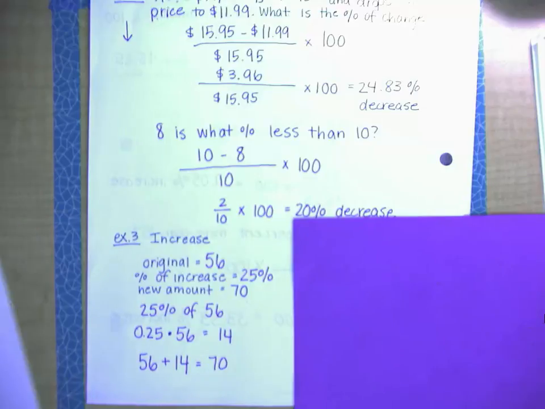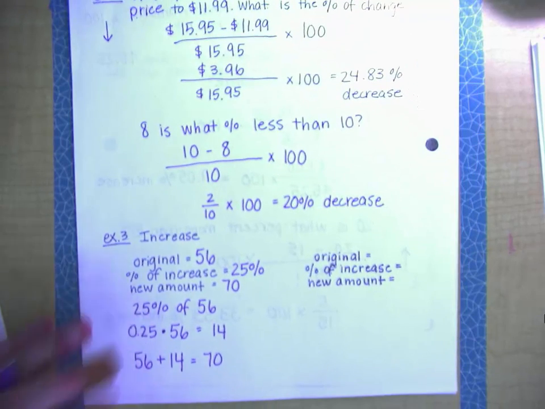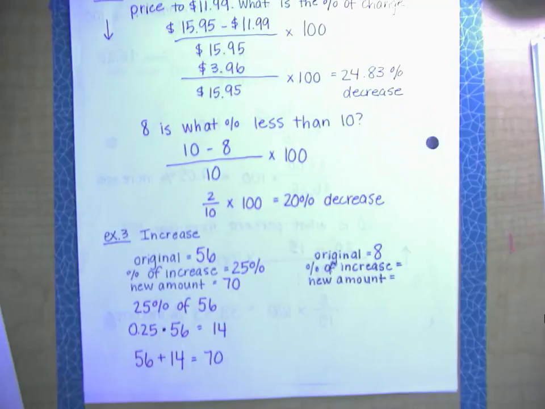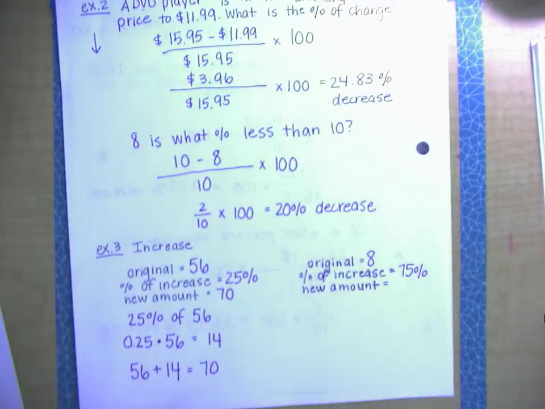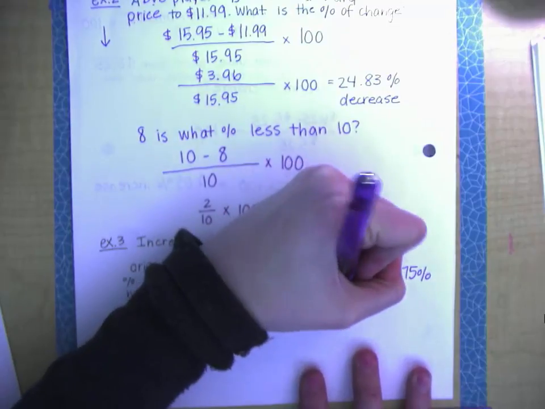All right, let's try another one. Let's say that you start with 8, and we're going to increase by 75%. So what's the first thing I need to find out? What is 75% of 8? Yeah, I need to find out what 75% of 8 actually is.